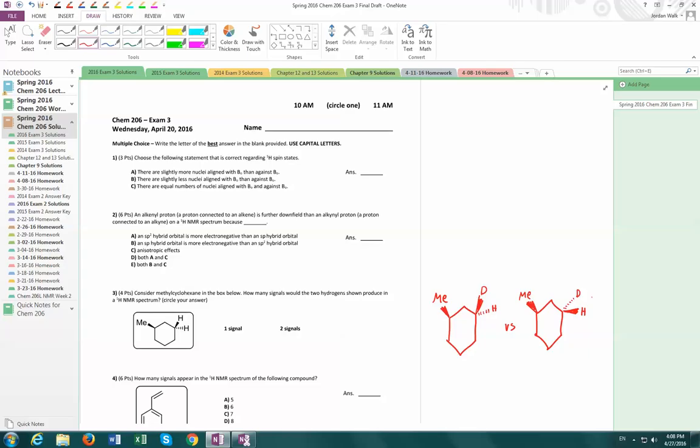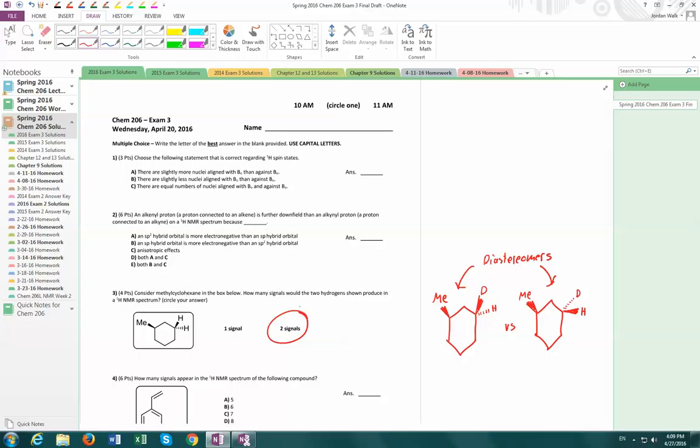And so are those enantiomers or diastereomers? Yeah, those are diastereomers. So that means we have diastereotopic protons. And so how many signals do you see for diastereotopic protons? 2. So, well, why is that? Why? So basically, we're just following the replacement test, right?